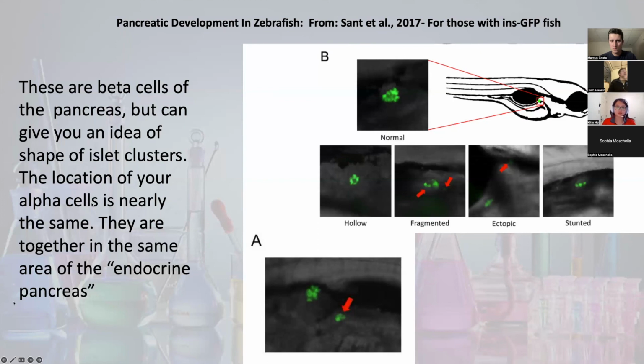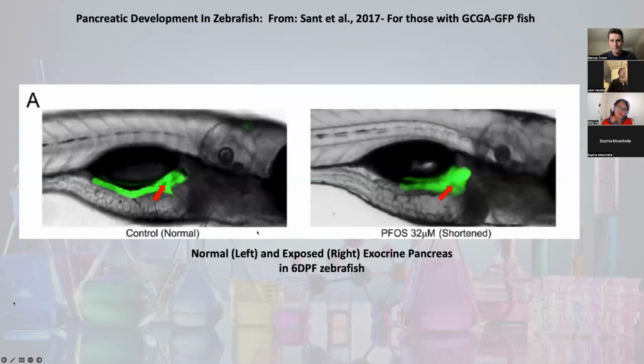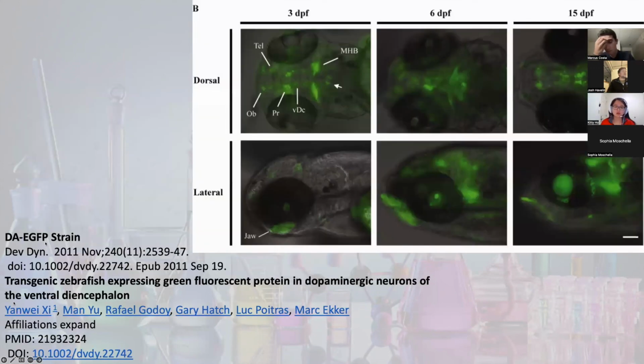We have a strain of fish downstairs where alpha cells in the pancreas express green fluorescent protein, so we can image that. We also have the beta cell line. We also have the neuron line. This is pancreatic development, and we have this strain downstairs as well. Dopaminergic neurons express EGFP. Again, we have this line downstairs. We could have used it.